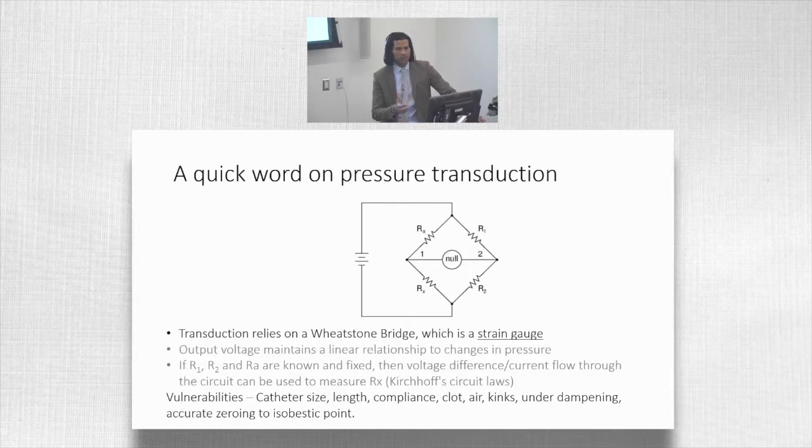We zero these lines to what's known as the isobestic point. For arterial lines, that's generally the midpoint of the left atrium. For venous lines, the midpoint of the right atrium.